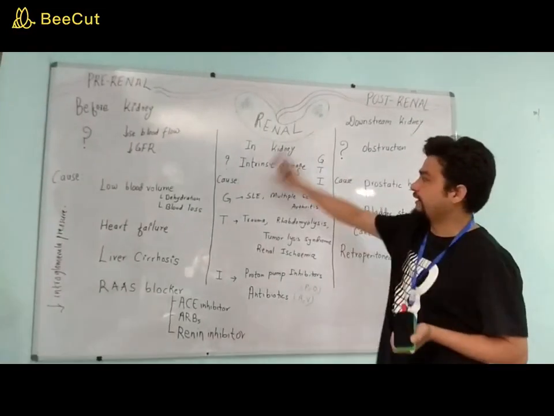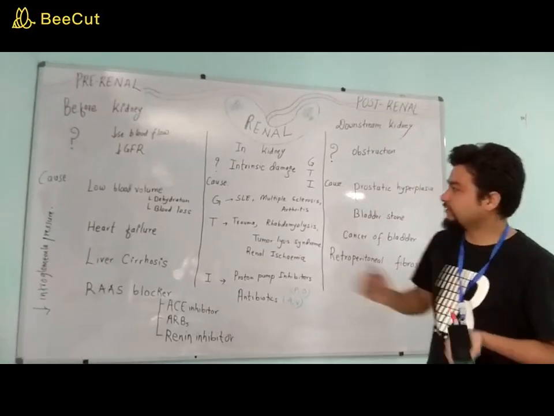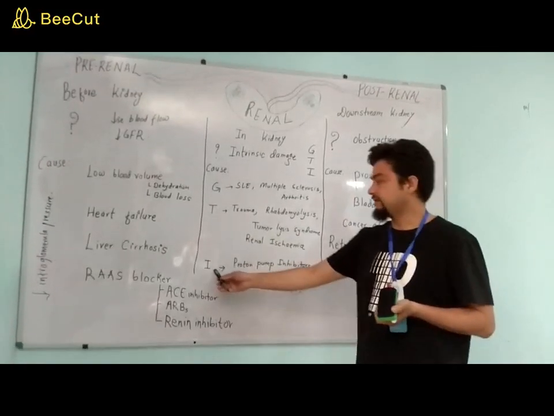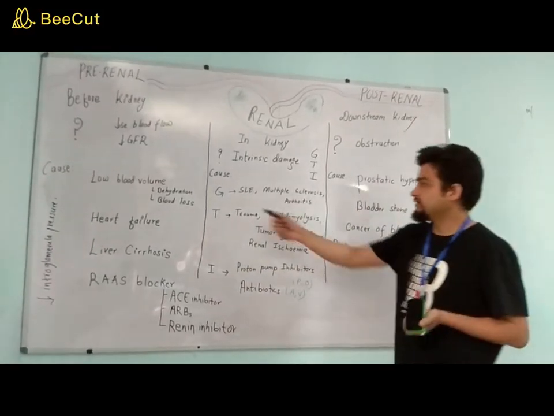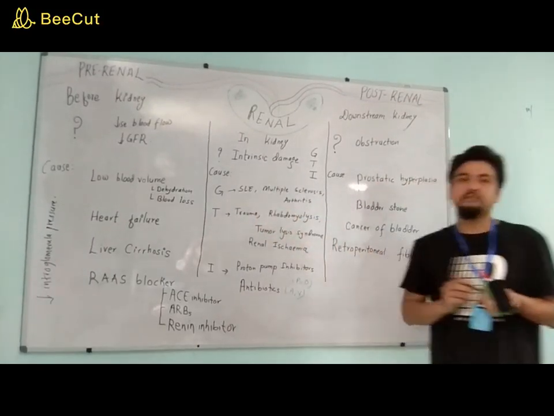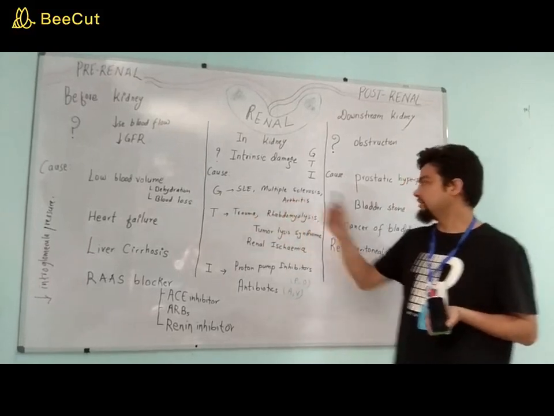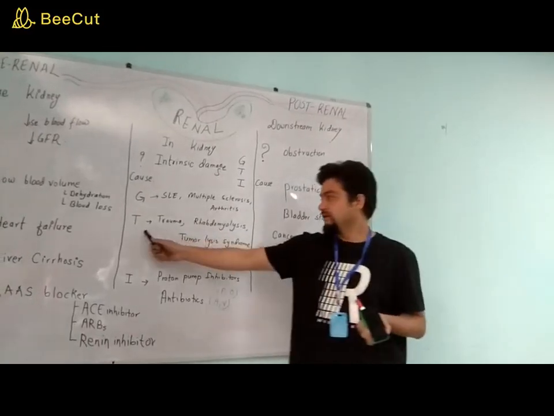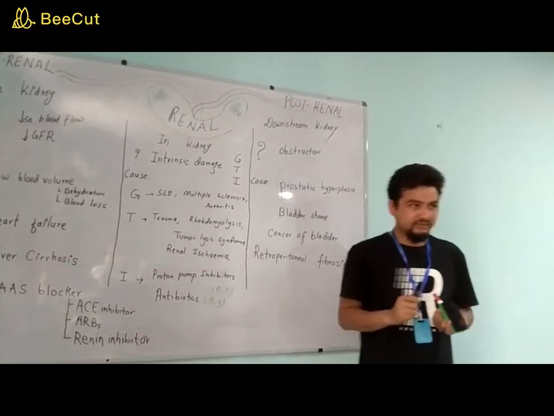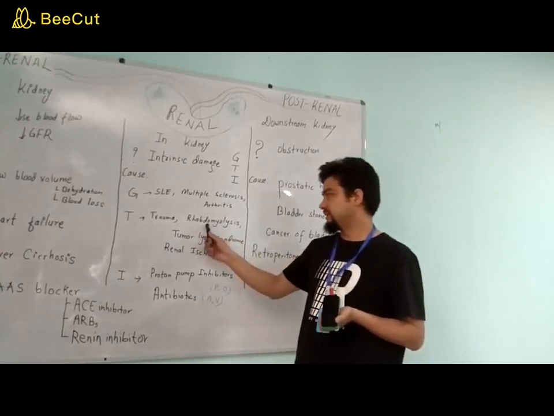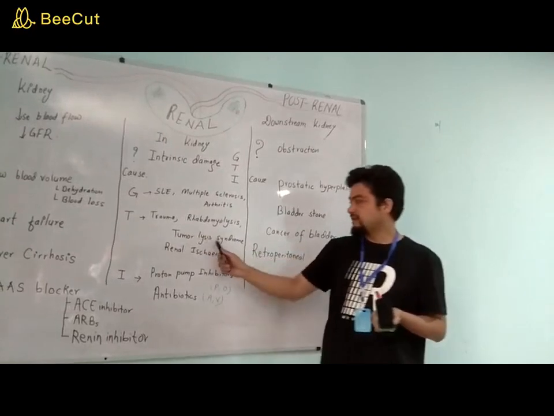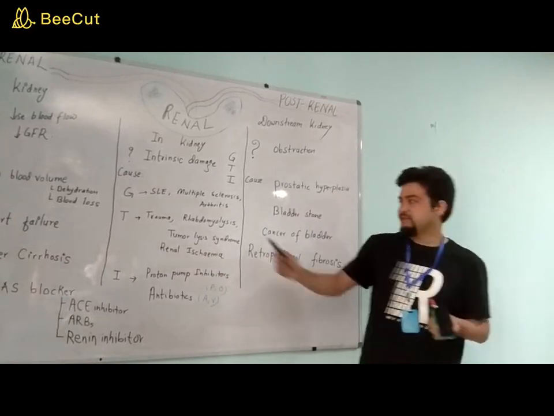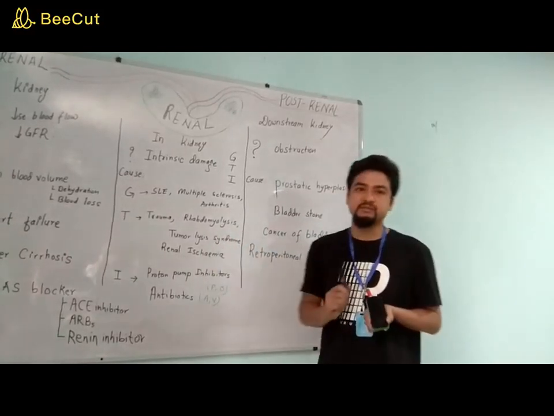Now, coming to the causes of renal disease. In renal disease, the damage can occur to the glomerulus, the tubule, and the interstitium. Glomerular damage can be caused by autoimmune diseases such as systemic lupus erythematosus, SLE, multiple sclerosis, and medication for arthritis. Damage to the tubule can be due to trauma, physical stress, rhabdomyolysis, which is destruction of muscle, or tumor lysis syndrome. Tumor lysis syndrome means lysis of tumor cells by medications. The features of rhabdomyolysis and tumor lysis syndrome are almost the same.